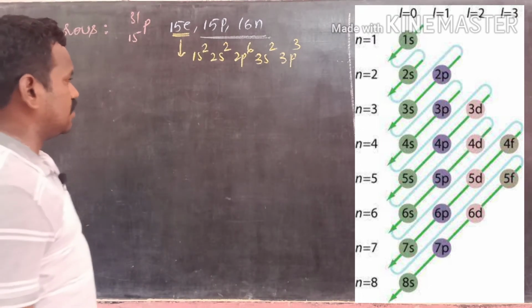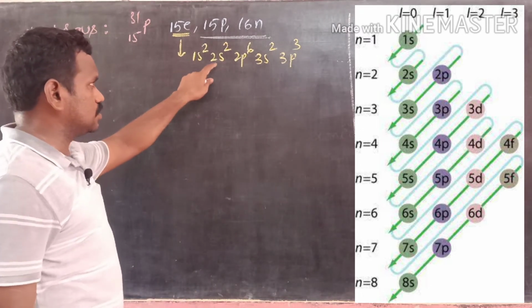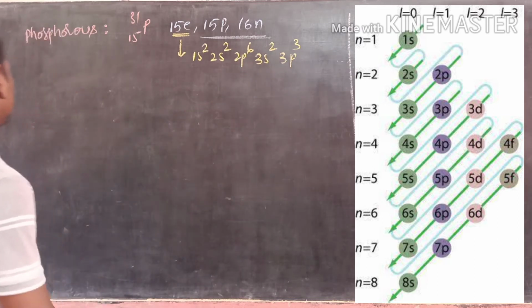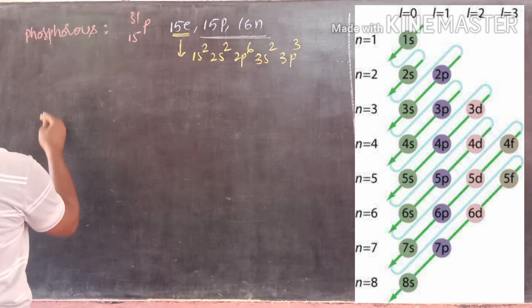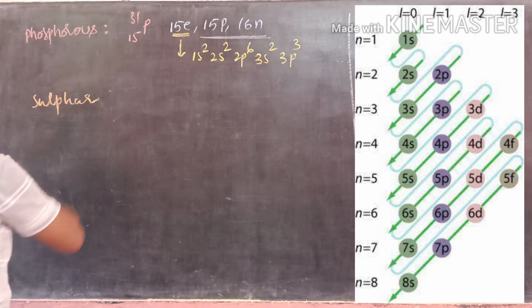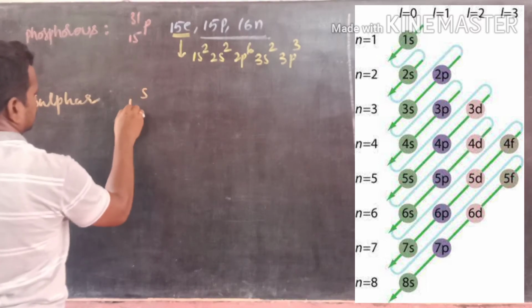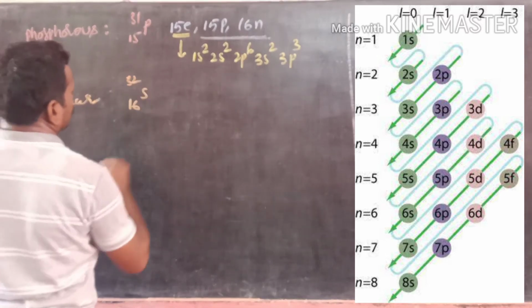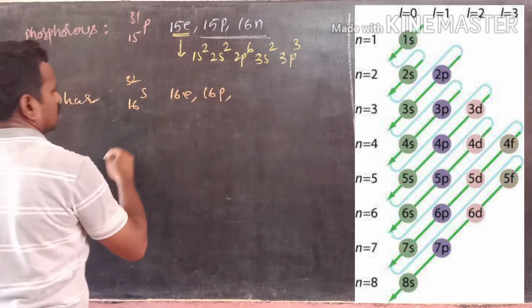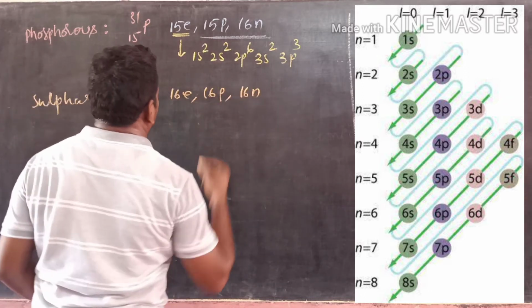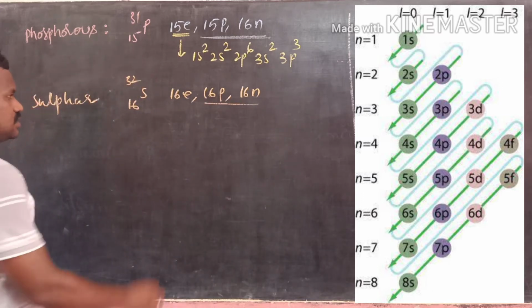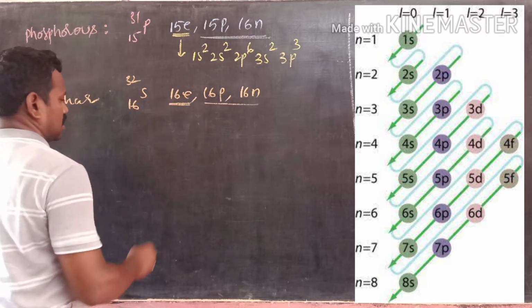Now the electronic configuration becomes 1s2, 2s2, 2p6, 3s2, 3p3. The next element is sulfur, whose general representation is S 16 32, which contains 16 electrons, 16 protons, as well as 16 neutrons. These 16 protons and 16 neutrons are there inside the nucleus. What about these 16 electrons?